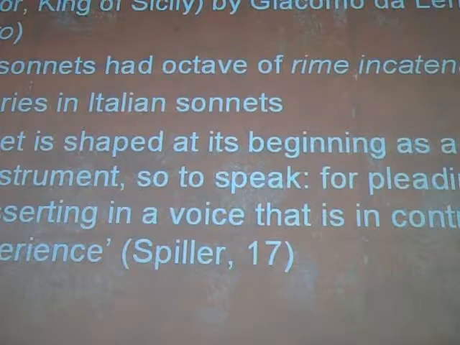As Spiller points out, these early sonnets have a kind of objectivity to them. They are clear in what they're doing and what they're saying. So the sonnet is shaped at its beginning as a forensic instrument, so to speak, for pleading, arguing, asserting in a voice that is in control of worldly experience.